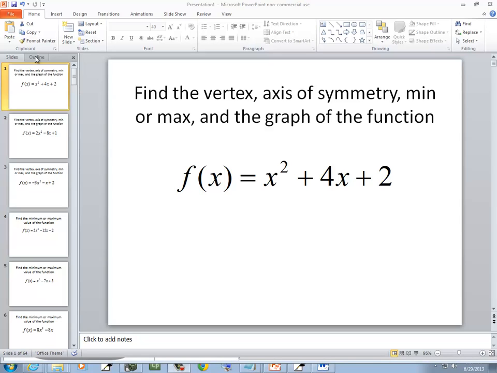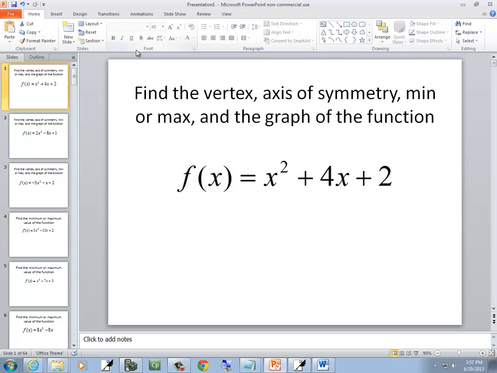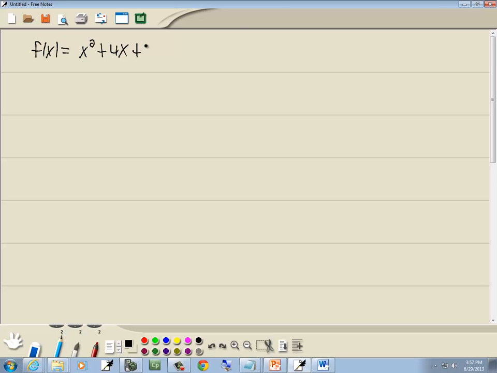In this problem, we want to find the vertex, axis of symmetry, min or max, and the graph of this function. So we've got f of x is equal to x squared plus 4x plus 2. Now, this is in standard form, so we're going to have to use the vertex formula.